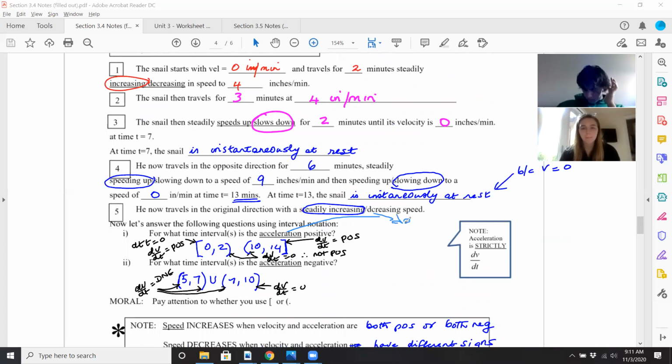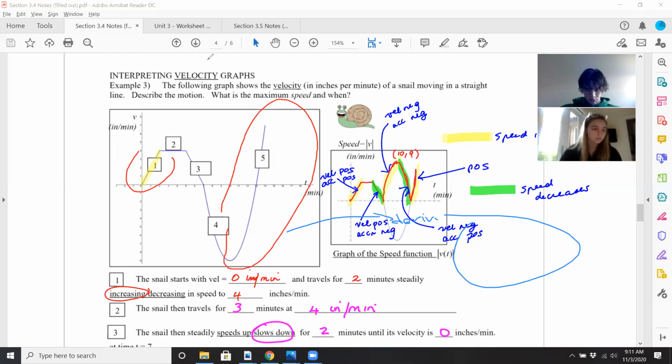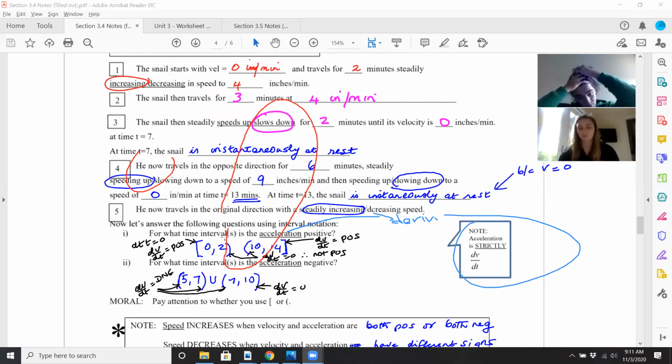Remember, acceleration's derivative, well, it's right there, right? And so you want to see where your derivative is positive on your velocity graph, definitely at 1, and definitely from here, definitely over here, and definitely over here. So you say from 0 to 2, and from 10 to whatever, 10 to 14 is where we go.